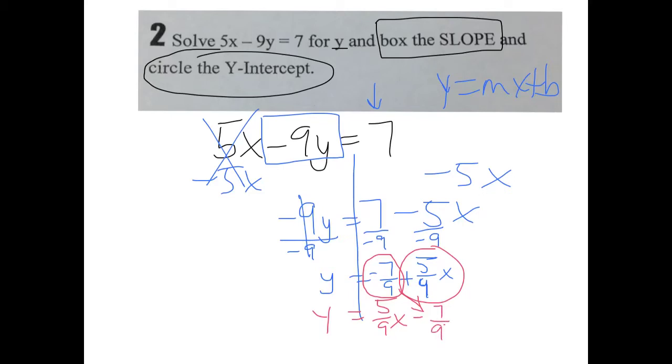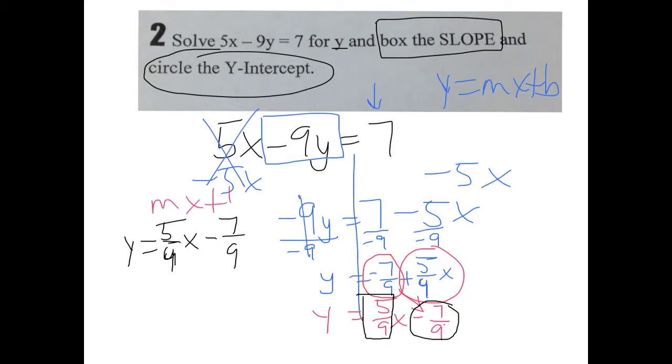Alright, and I'm supposed to box my slope. My slope is always up against the mx. Then I'm supposed to circle my y-intercept. My y-intercept is always the part out there by itself. Okay, so again I have y equals 5/9 x minus 7/9. This is mx plus b. This is the m. This is the b.